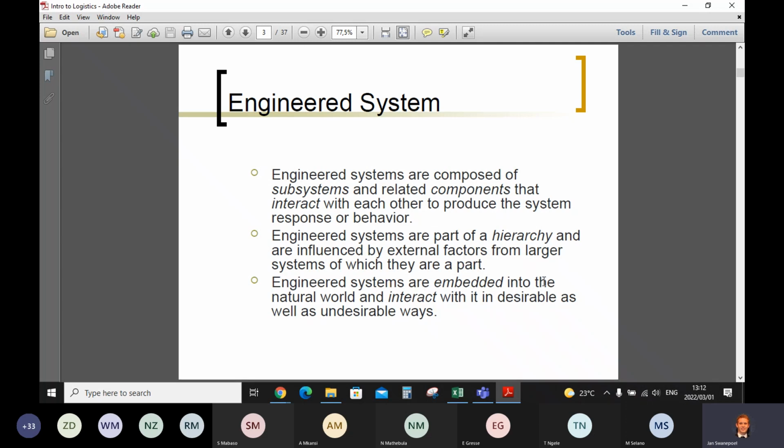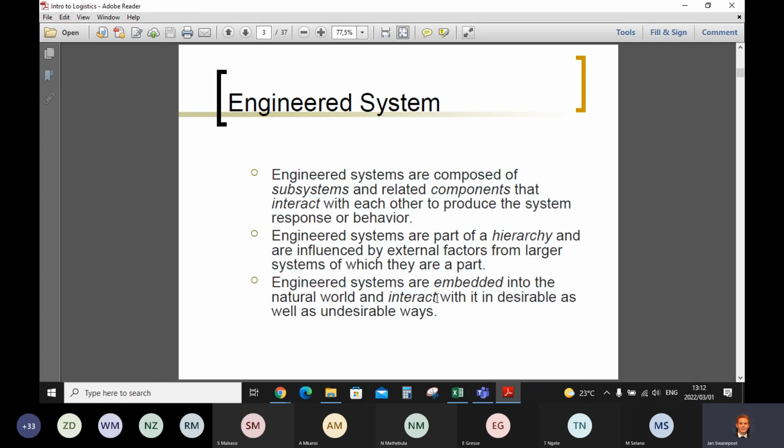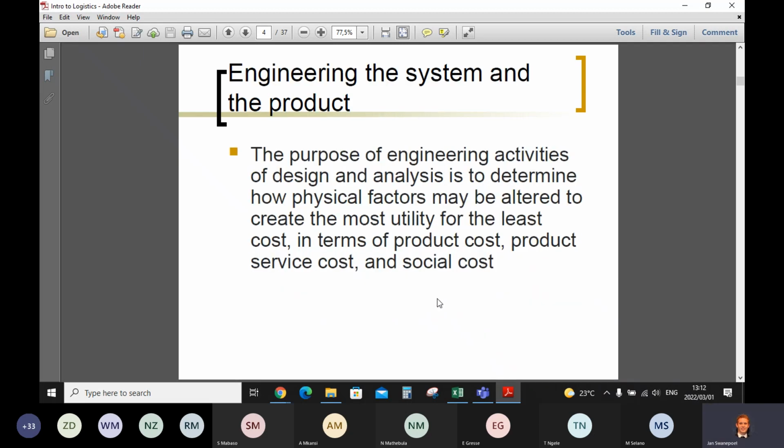Engineered systems are embedded into the natural world and interact with it in a desirable as well as undesirable ways. So that's what we're also speaking about. So not only a car that's running on a road, right? How does it interact with the road, but also in terms of our business and how it interacts with the business environment around it, right? So those are engineered systems. So all of this is a summary of what we spoke about last week and the week before in terms of chapter 1. All right.